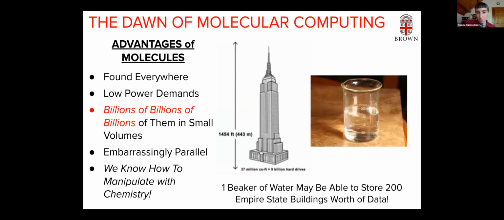One example of this on the right that I give is of storing information in a beaker of water. Now, if we were able to actually store information in all of the water molecules, and that's a big if, but if we were, then we'd be able to essentially store 200 Empire State Buildings worth of 1 terabyte hard drives in a beaker of water. That shows the scale, the power, if you were in fact able to do that with molecules that are so small.